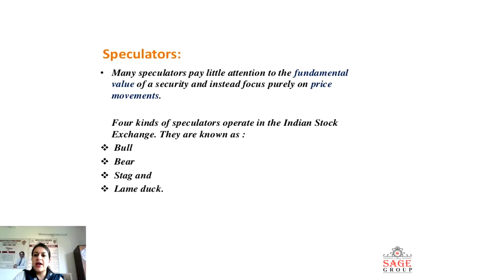Basically we have four kinds of speculators in the Indian Stock Exchange. They are known as bulls, bears, stag and lame duck. So now we go further to the meaning of bull, bear, stag and lame duck.